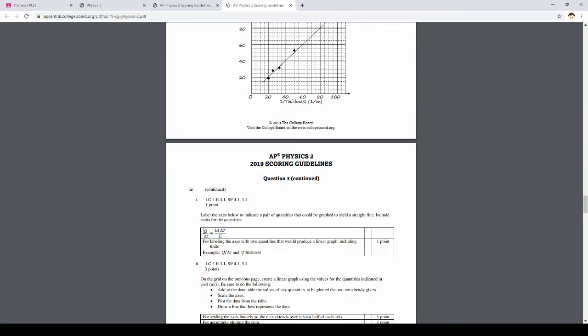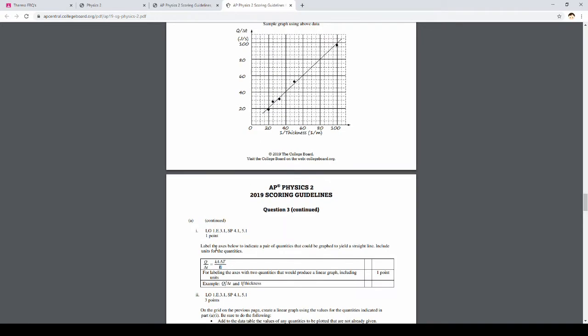This is going to be my y-axis, and 1 over L is going to be my x-axis. Because the thickness is in the denominator, I need to graph 1 over L. I could also, if I really wanted to, graph A delta T over L, but graphing just 1 over L is enough. So label the axes to indicate a pair of quantities that could be graphed.